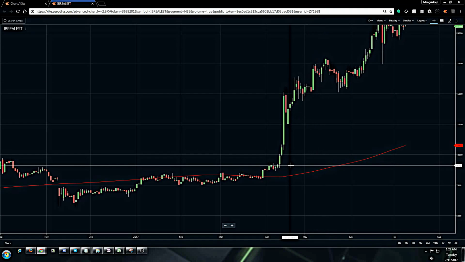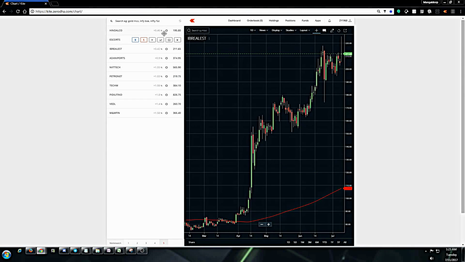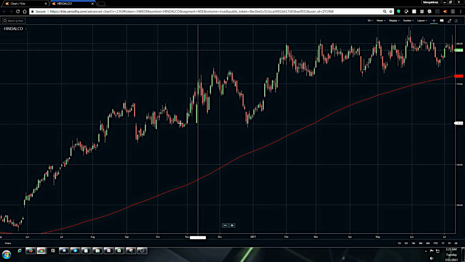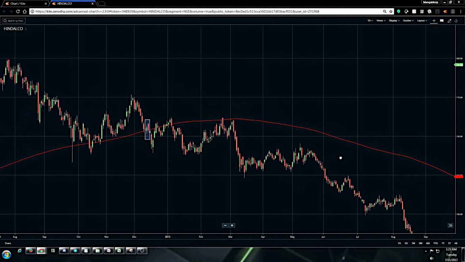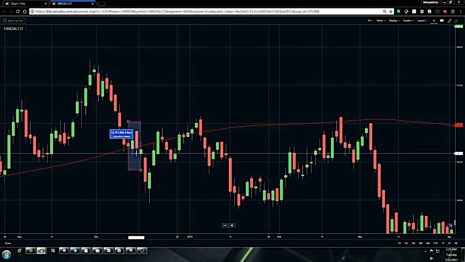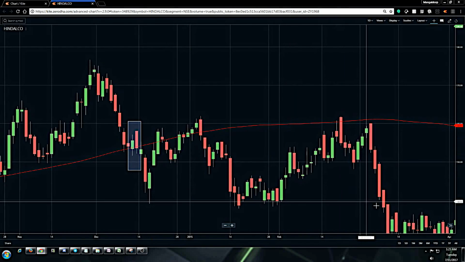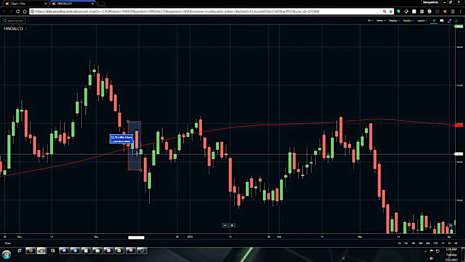Now coming to the bearish breakout. We have seen it in Hindalco, I believe. Yeah, this is the bearish breakout, wherein the red candle closed below the 200 SMA and then it went in the down direction all the way. This is the bearish breakout.